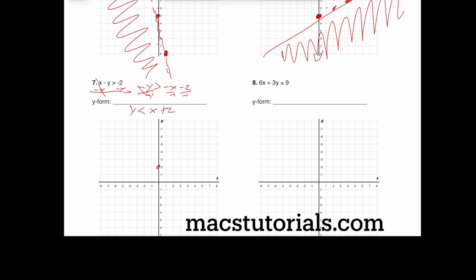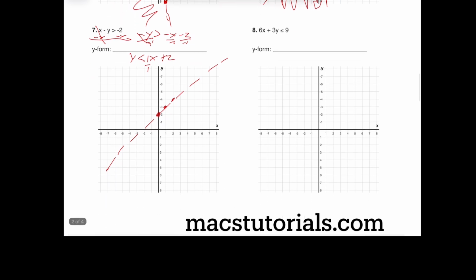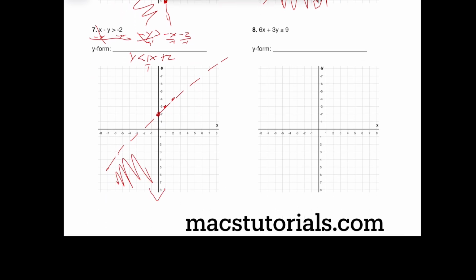So I'm going to start at plus 2. And that's just like 1 over 1, right? Up 1 over 1, up 1 over 1. I don't see an equal sign. I just see the less than, so I want to do a dashed line. And y's are less than, so I want to shade the side with the down arrow. And that would be that.